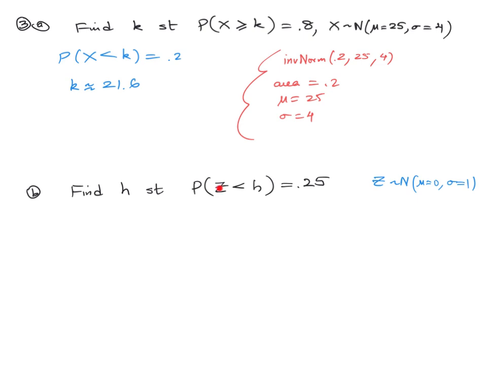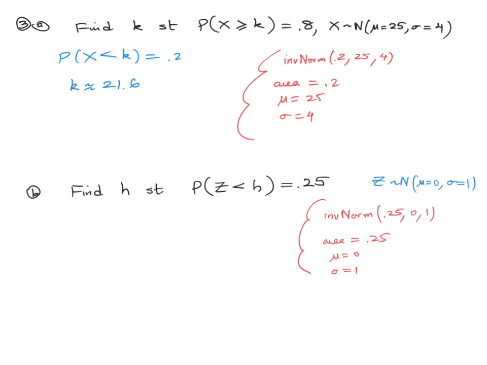Now this is written as z less than h. So it's written in the correct inequality where the z is going to be less than whatever number I'm trying to find. So we're accumulating up until whatever number that is, and the area or the probability is 0.25. So now we're ready to go. So on my calculator, under the inverse normal distribution, I make area equals 0.25, mu equals 0, sigma equals 1.